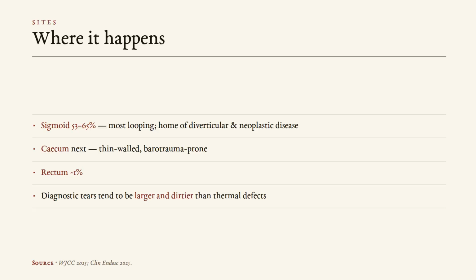Site follows mechanism. The sigmoid accounts for roughly 53 to 65%, the segment most exposed to looping and the home of most diverticular and neoplastic disease. The cecum, thin-walled and prone to barotrauma, is next. The rectum, only about 1%. And note, the rarer diagnostic perforations tend to be larger, dirtier tears than the small thermal defects of therapeutic work.